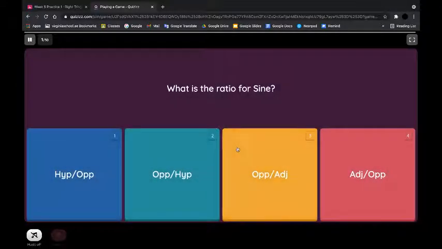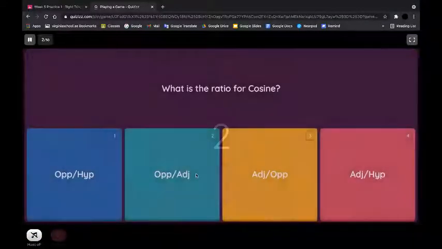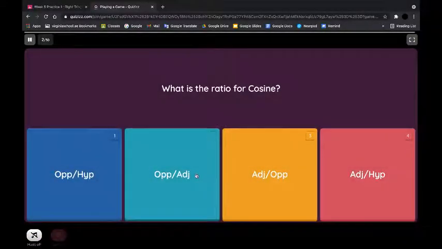Question 1. What is the ratio for sine? The answer is opposite over hypotenuse. Question 2. What is the ratio for cosine? The answer is adjacent over hypotenuse.